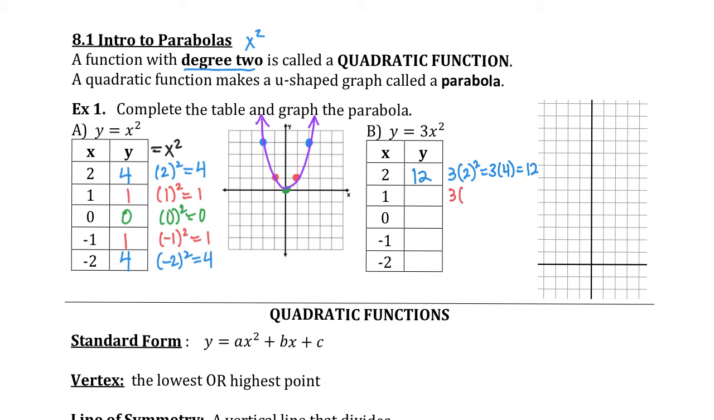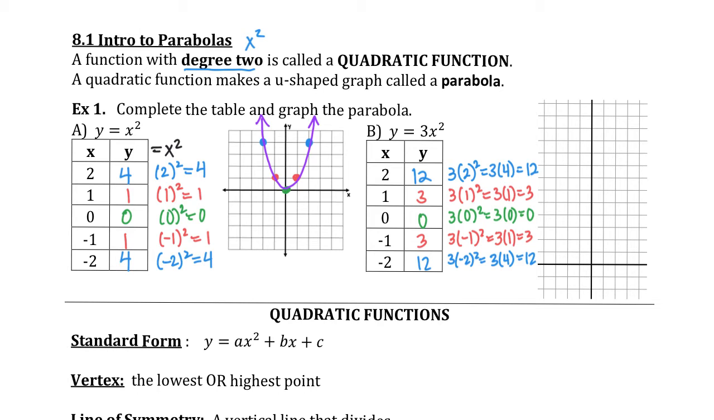Next, 3 times, plug in 1 for the x value. 1 to the second power is 1, so 3 times 1 is 3. 3 times 0 to the second power, 0 to the second power is 0. 3 times 0 is 0. 3 times negative 1 to the second power. Negative 1 to the second power is positive 1 because a negative times a negative is a positive. 3 times 1 is 3. 3 times negative 2 squared. Negative 2 squared is positive 4 because a negative times a negative is a positive. When I times it by 3, I get 12.